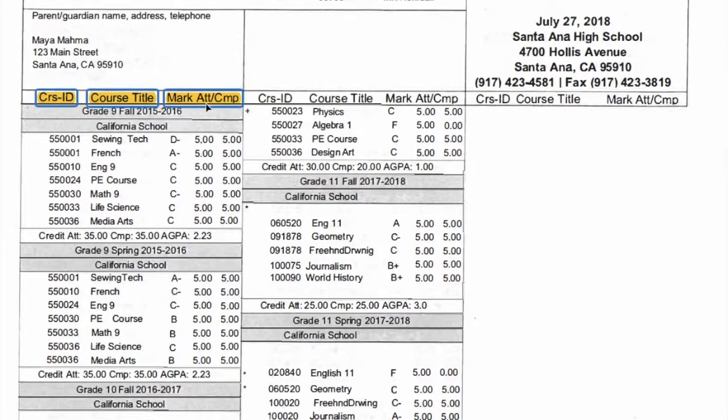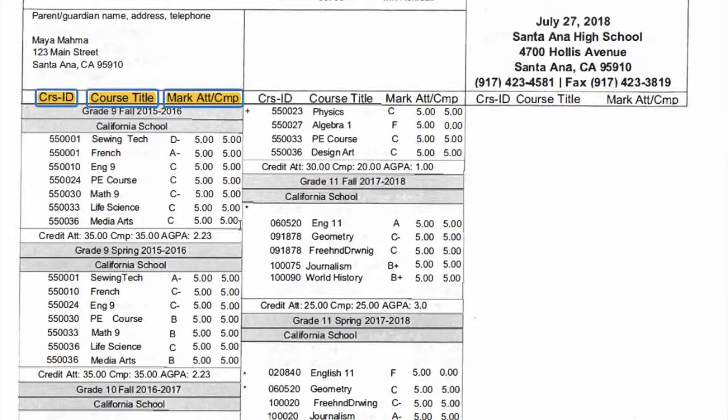Then you see ATT/CMP, so that stands for attempted and completed. So this column on the left is credits attempted, and this column on the right is credits completed. So credits attempted will show you basically what a class is worth, like what's the maximum number of credits you can earn, whereas completed will show you how many you did in fact earn at the end of the semester.